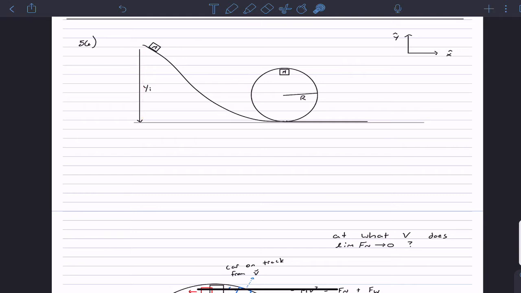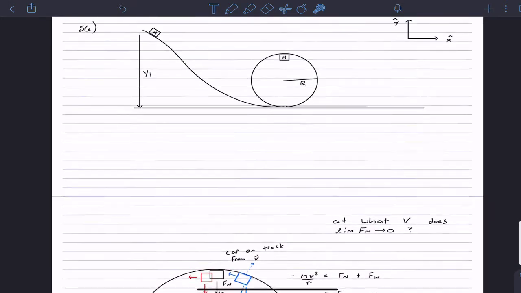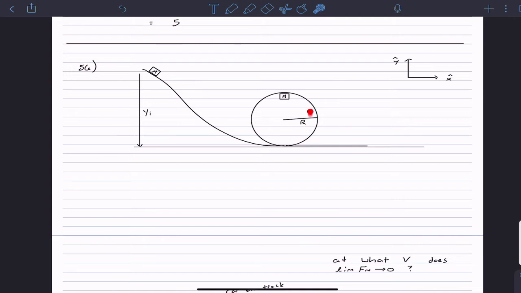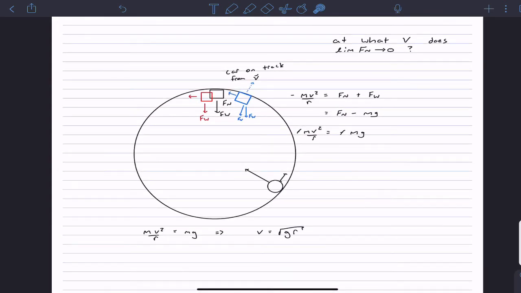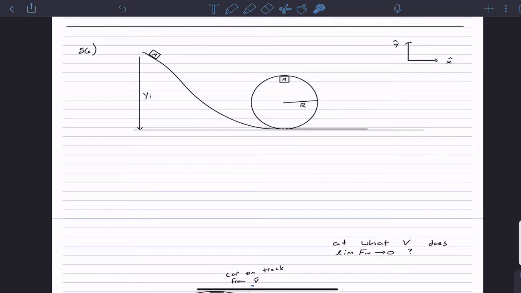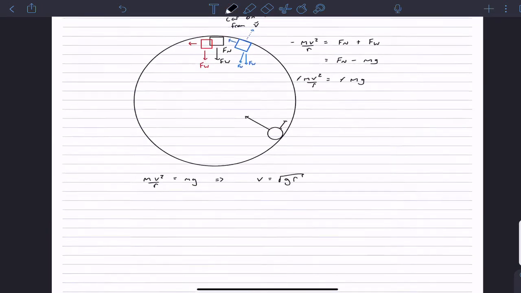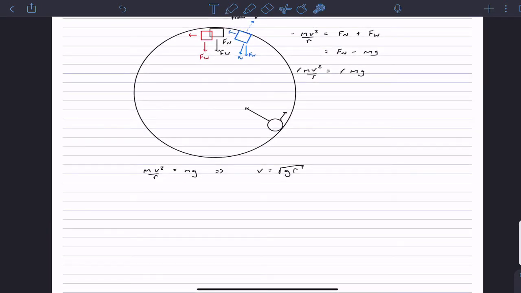So I jumped ahead a little bit and interpreted right away that we're going to need some speed that's just going to barely make it around, and that's how I found this. So really what we're trying to find is this height. How high does this thing have to go in order to give us that velocity? We already have our minimum velocity. This is what it's got to be at the top.